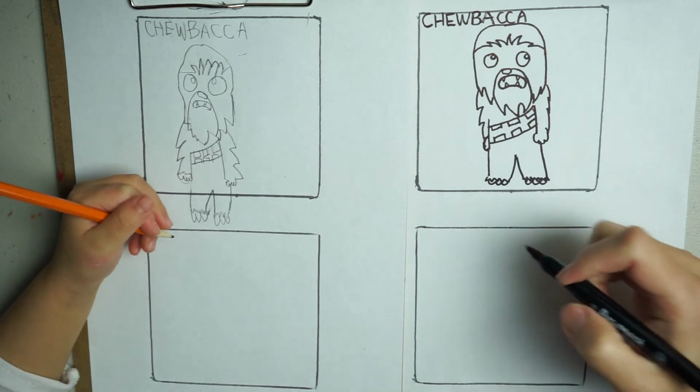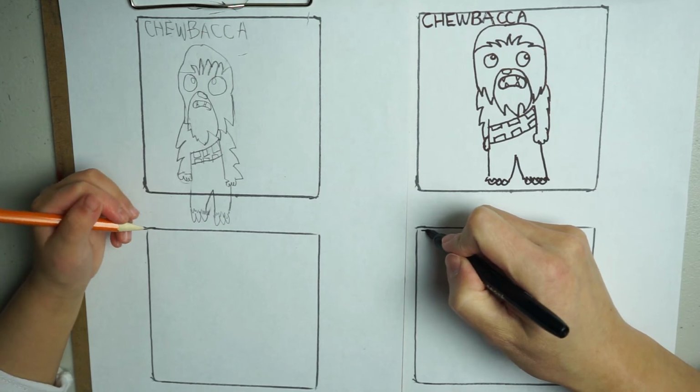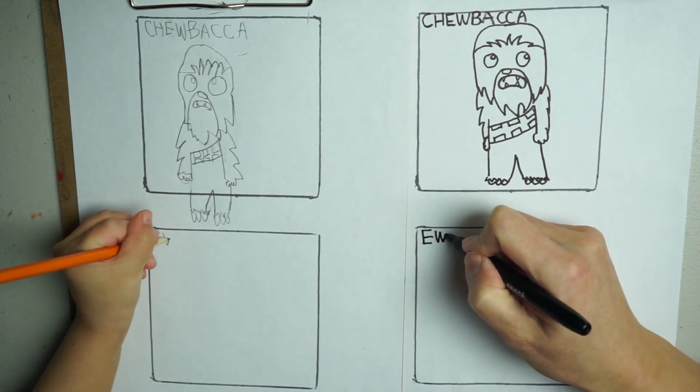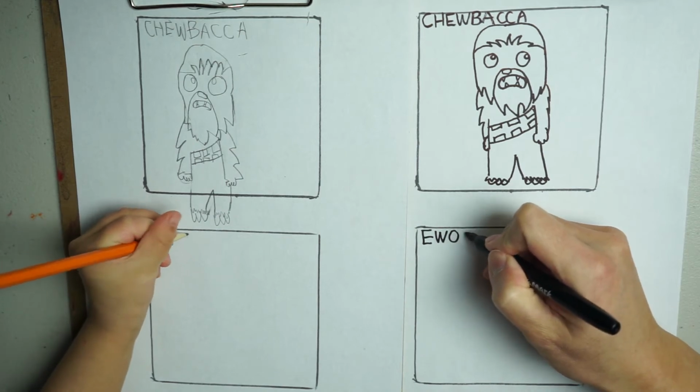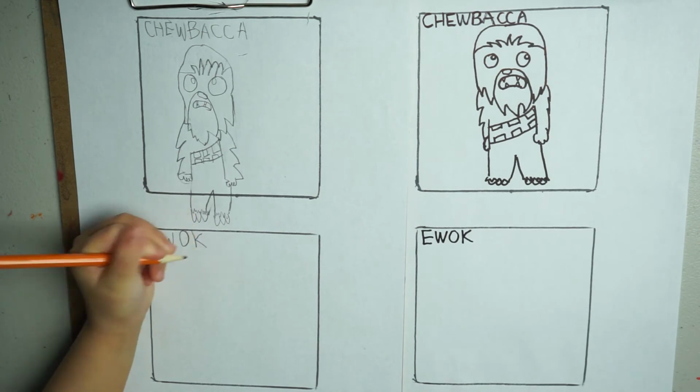Okay, so now we're going to draw Ewok. So that's Chewbacca. We'll color him. Ewok. Let's spell first. E, W, O, K. Ewok. Ewok.